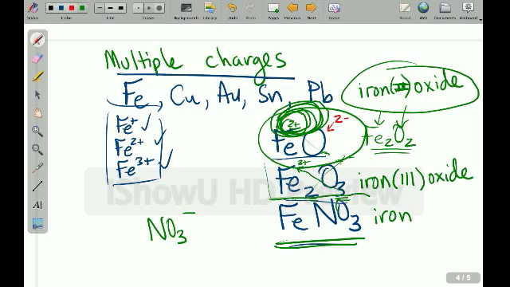I'm a little dizzy today. Now this guy is iron 1 oxide. Ooh, sorry, it's not an oxide. You're so crazy. This is a nitrate because it's NO3. Okay? All right, so that's how we do the crazy charges.